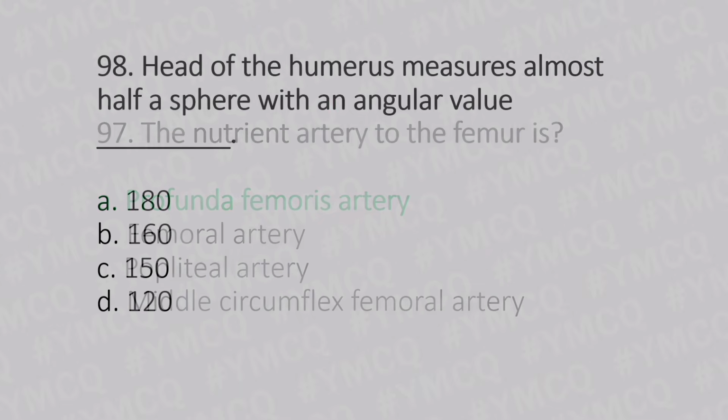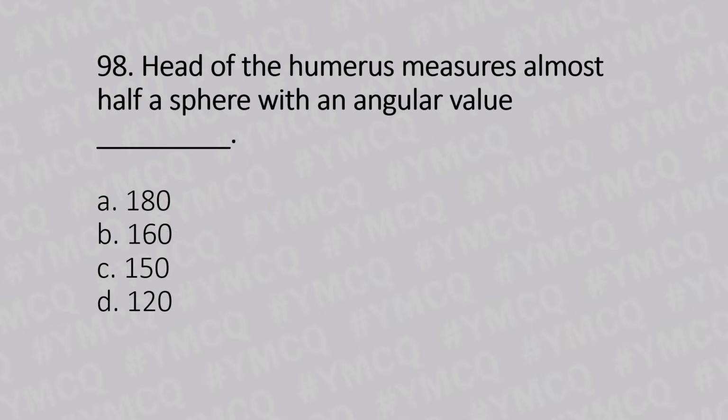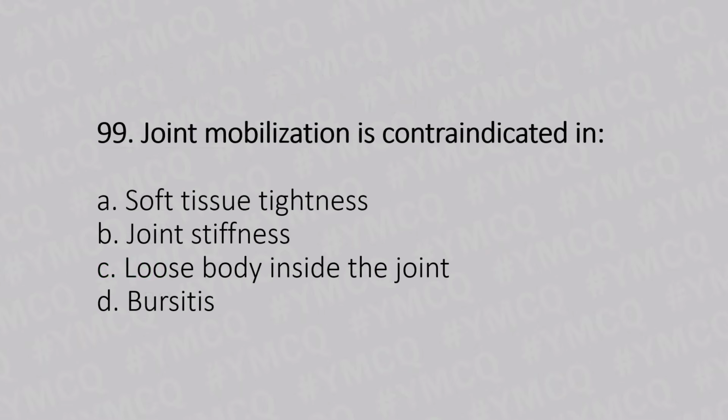Moving to our 98th question, head of the humerus measures almost half of the sphere with an angular value dash. Option A 180, option B 160, option C 150, option D 120, and the answer is option C 150.